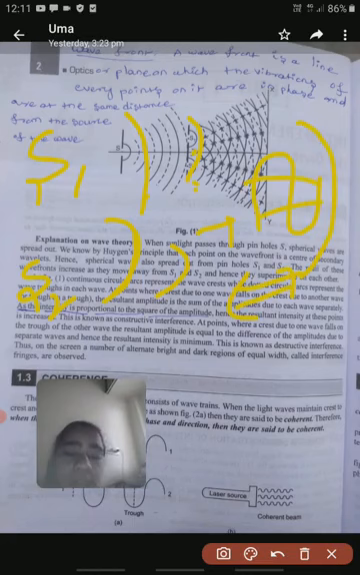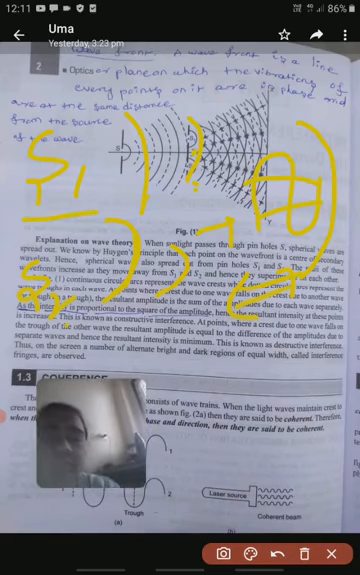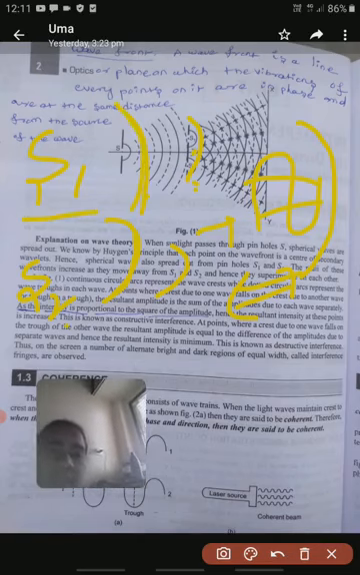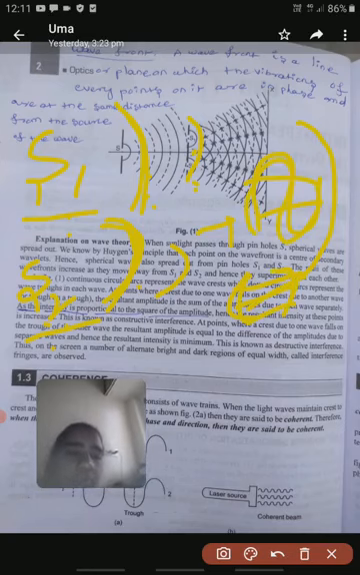Once again I am repeating the same point. From S1 we get crests and troughs. This is a crest from S1 and this is a crest from S2. When the crest from S1 and the crest from S2 superimpose or add, or are coincident, automatically we get high intensity light. This type of interference we call constructive interference.